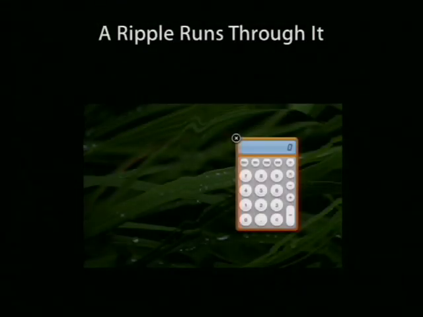So let me start with pointing out a bunch of places in the OS where we use Core Image, essentially for UI visual effects. One you know very well from Tiger is the dashboard ripple, kind of pretty obvious effect. So I'm not going to spend a lot of time on that.